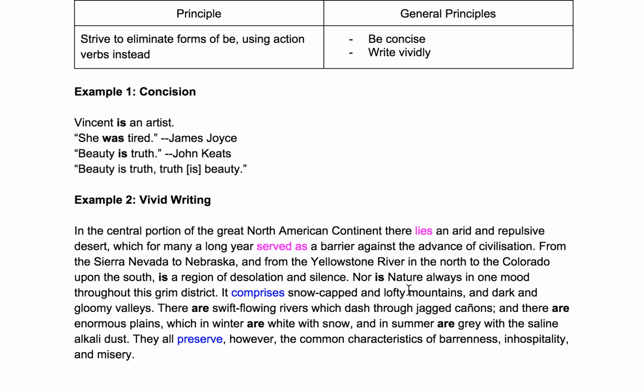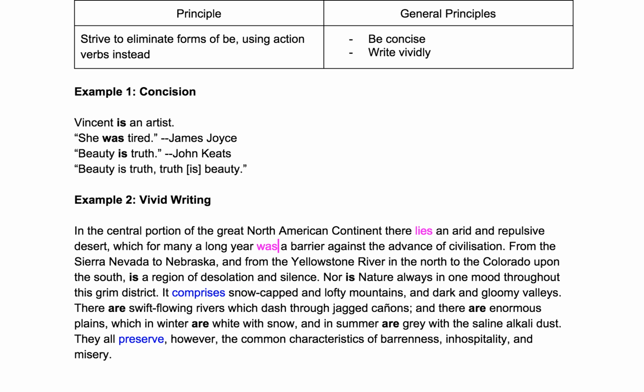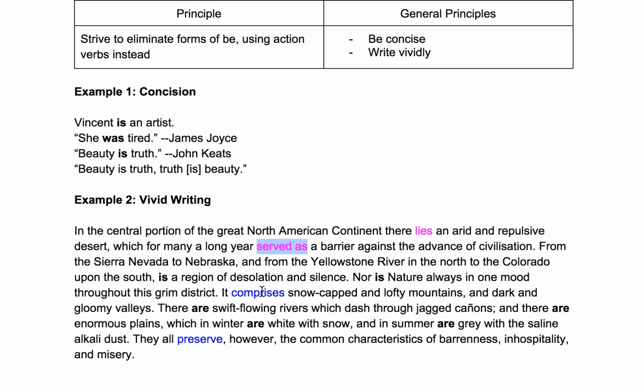Notice as well that in this example, the author takes the opportunity to use more interesting, more colorful verbs than the verb to be. So, for instance, instead of saying "there is an arid and repulsive desert," he says "there lies an arid and repulsive desert, which for many a long year served as a barrier." He could have said "was a barrier," but he doesn't. The verb to have can also feel colorless. Instead of saying "it has snow-capped and lofty mountains," he says "it comprises them." Instead of saying "they all have, however, the common characteristics," he says "they all preserve the common characteristics."